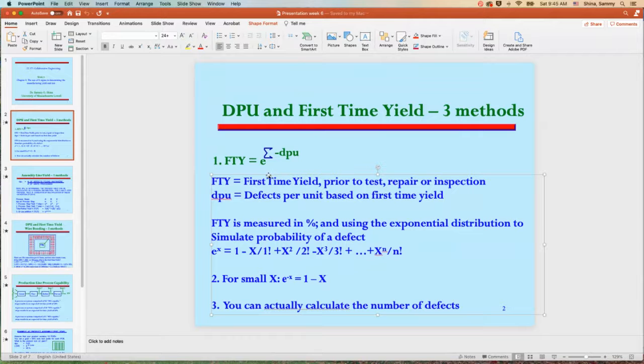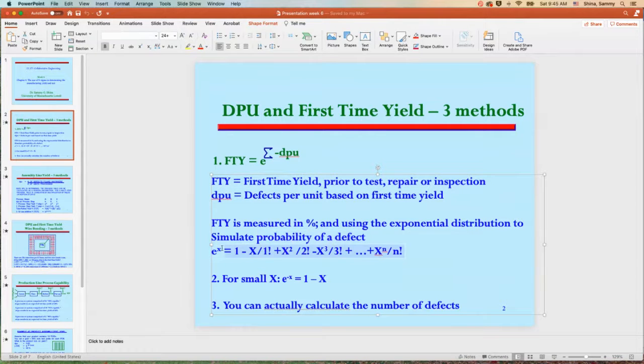These are little equations, but I want you to wrap your head around this idea of quality planning. First time yield is the yield prior to test, repair, or inspection. We assemble the product, we test it, and the first time yield is e to the minus summation of DPU. It's based on the exponential distribution.